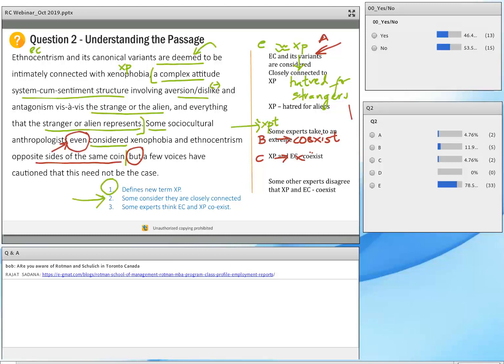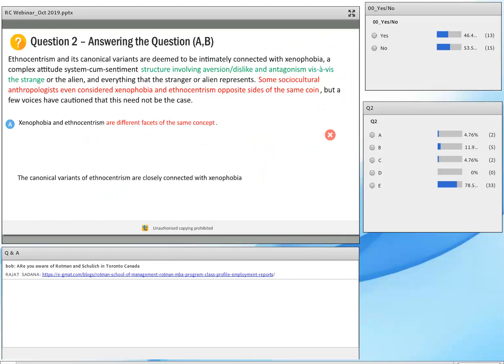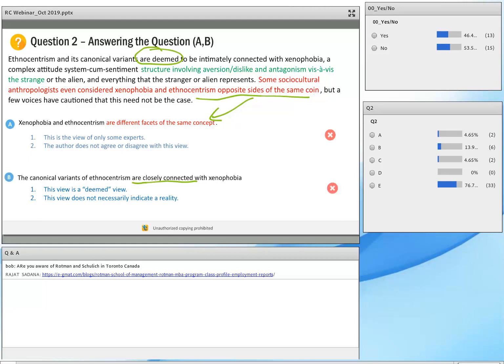Okay, so now choice E. Almost all of you have selected choice E as the correct answer. Now, let's go through each and every choice once again. XP and EC are different facets of the same concept. Again, this is simply a view of only a few people over here. So this part over here has been interpreted as choice A, and again, that's just a view of some people. The canonical variants of EC are closely connected with xenophobia. Now this choice, again, was simply a deemed view. This was just an impression of some people, not everyone. The author has not given his opinion whether he agrees with this deemed view or not, and that's why choice B is not correct.